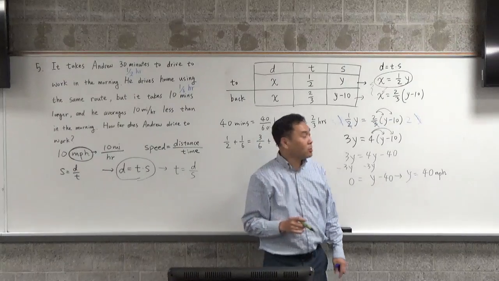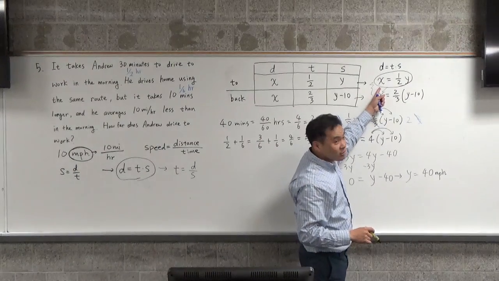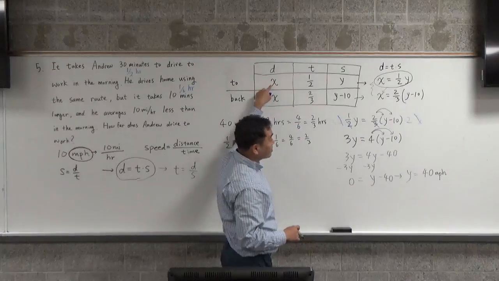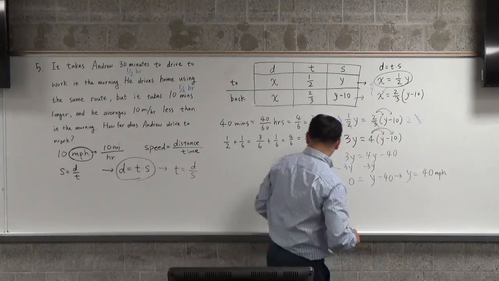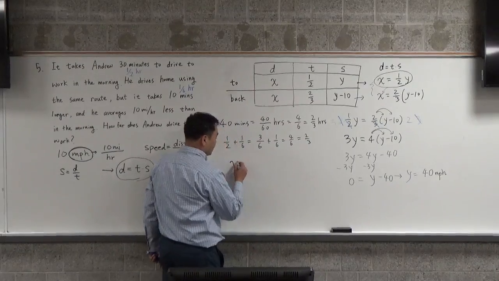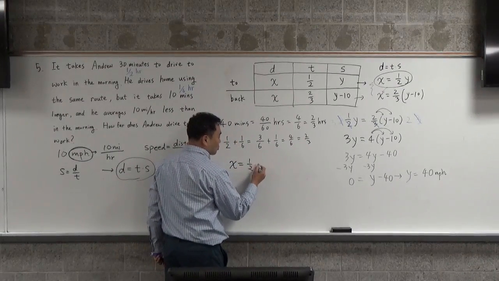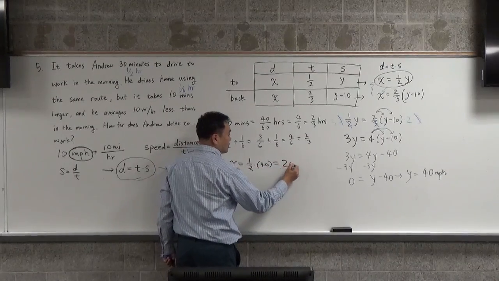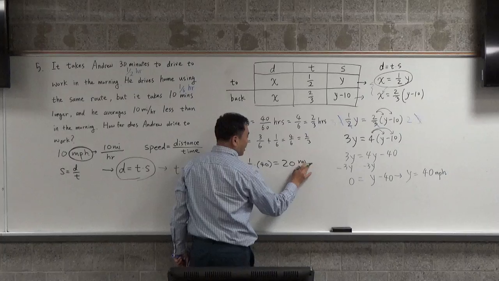Okay. Or you could just have looked at here. See, we're looking for the distance, right? We're looking for x, and x is 1/2 y, so you can say x is now 1/2 times y, which is 40, and what's that? It's 20 miles. No, miles, just miles.